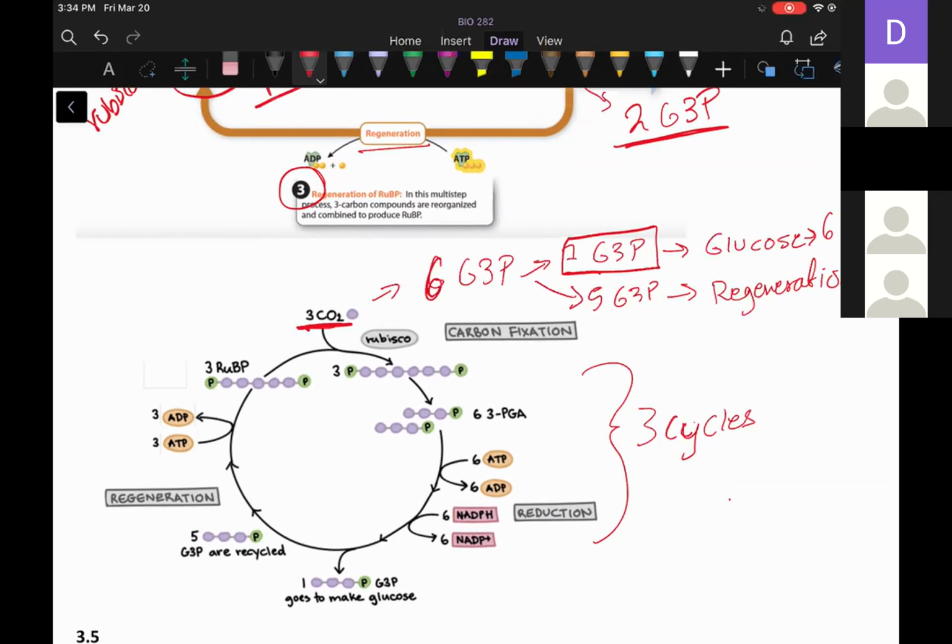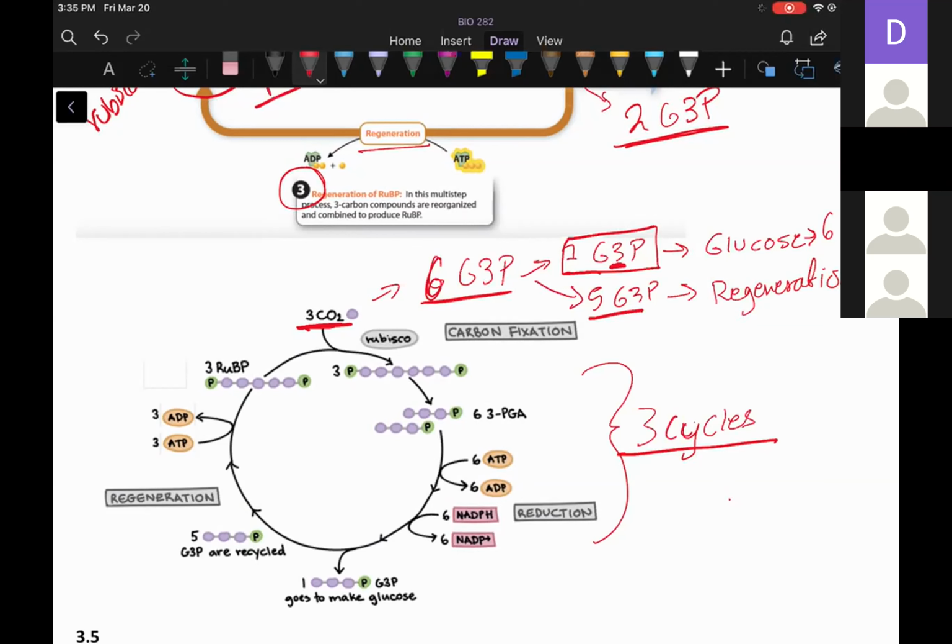Just guess. Would it be 18? No. Would it be 6? It would be 6. That's right. So, like I said, for three cycles, we're going to make 6 G3P molecules. One of those is going to go into making glucose, and the other 5 are going to go into regeneration. Since glucose is a 6 carbon molecule, we only have 3 carbons here, so we can't make glucose with just 3 cycles of the Calvin cycle.